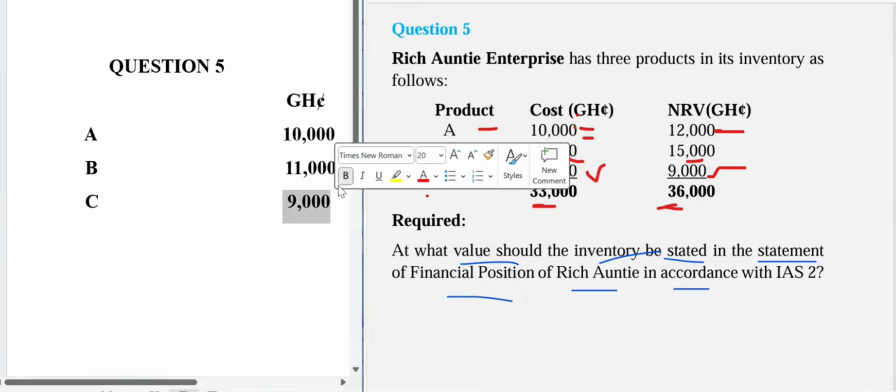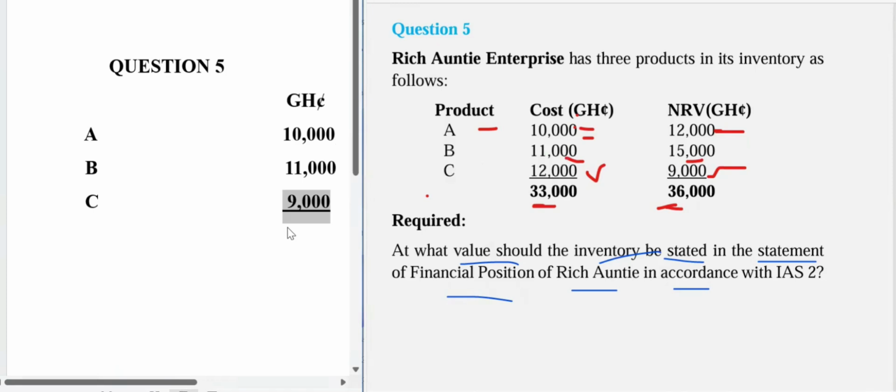Sum it, and then that'll be the value of inventory to be recorded in the books, and that should give us 30,000. So 30,000 is the value of inventory that we're going to record in our books. As simple as that. So we said the valuation should be done on a line by line basis, right? That's what the standard says.